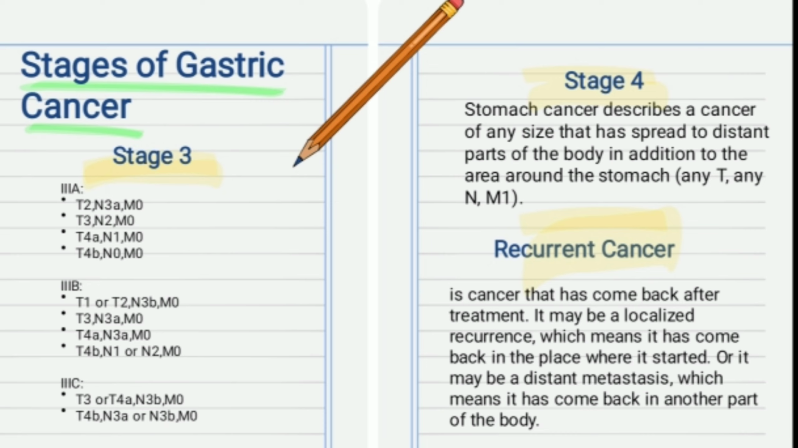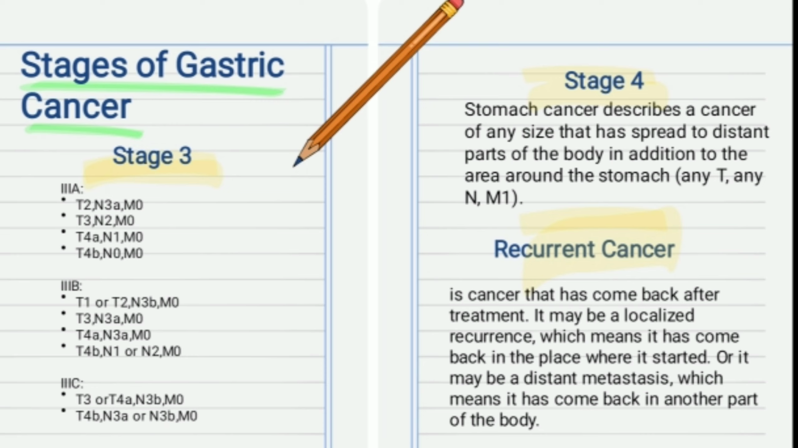The next is the T4A and N3A and M0, meaning the cancer has grown through all of the layers of the muscle into the connective tissue outside the stomach and has grown into the peritoneal lining or the serosa, and it has spread to 7 to 15 lymph nodes but has not spread elsewhere.